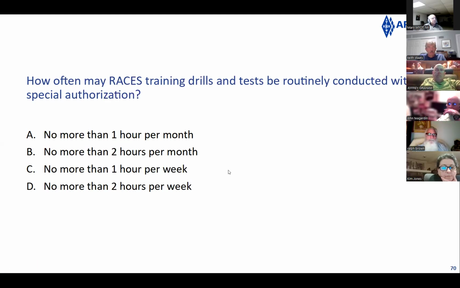How often may RACES training drills and tests be routinely conducted without special authorization? A, no more than 1 hour per month. B, no more than 2 hours per month. C, no more than 1 hour per week. D, no more than 2 hours per week. C, yes, right. No more than 1 hour per week.